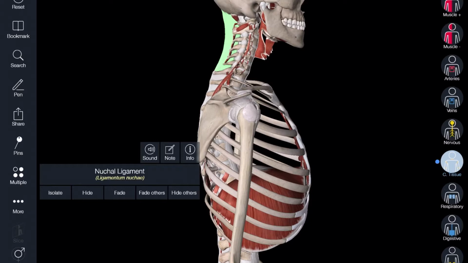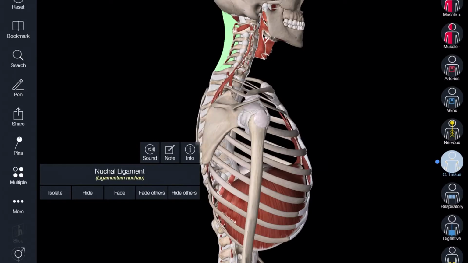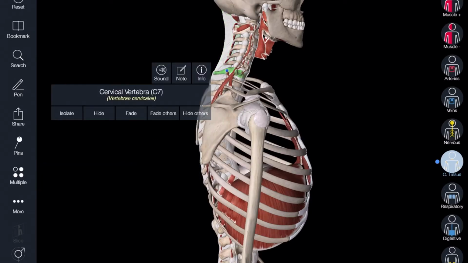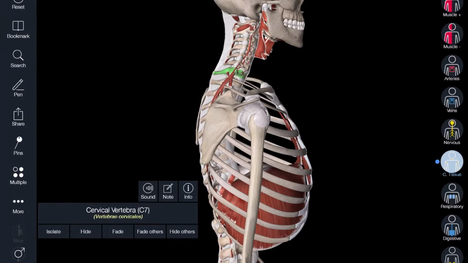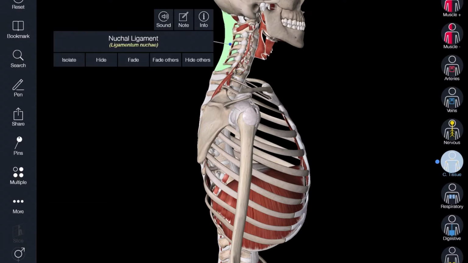But the nuchal ligament fills in this space from the underside of the occiput to C7. C7 is this spinous process right there, cervical vertebra number 7. So the nuchal ligament is this thing here that fills in that whole space. So you can see that the spinous processes of the cervical vertebra are quite anterior to the spinous process of C7, and then the thoracic spinous processes down from there.